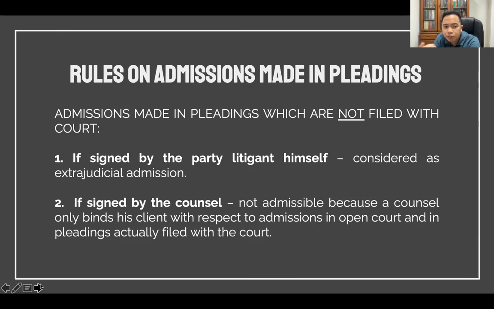So pag hindi pa na-file yung affidavit or motion at may pirma na ni party litigant, extrajudicial admission yan. Kung wala naman pirma ni party litigant, ang may pirma si counsel, hindi yan extrajudicial admission. Kasi the representations of a counsel will only bind his client in open court. Now, when admission is made in open court.